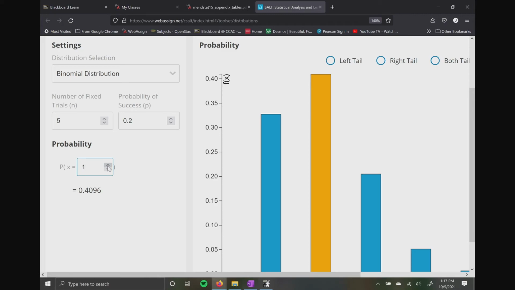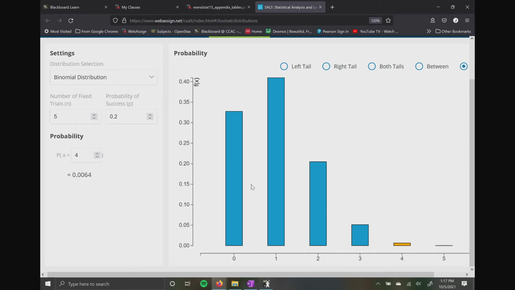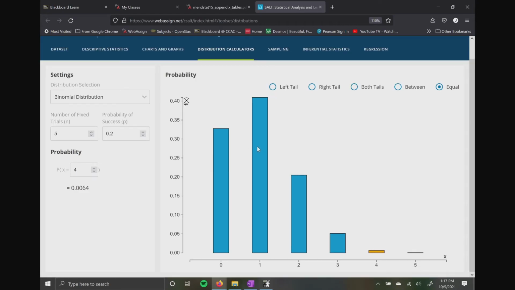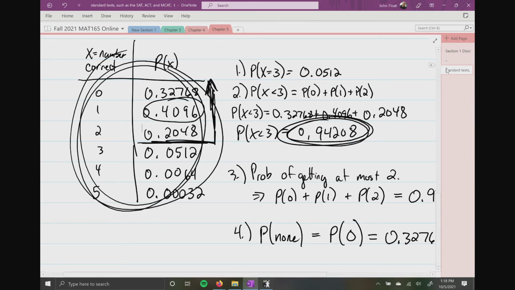And then as we increase the questions, our probability decreases. We can also verify that just by looking at the graph here. The highest peak is going to be 1 question, which is what we would expect to find. We would expect to get hopefully 1 question correct when guessing. Okay?